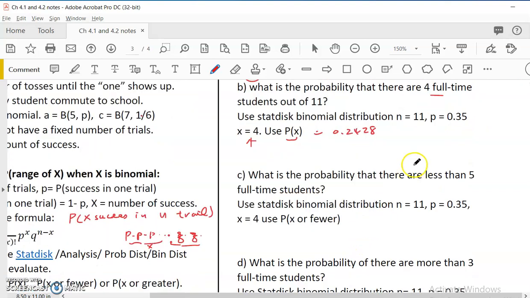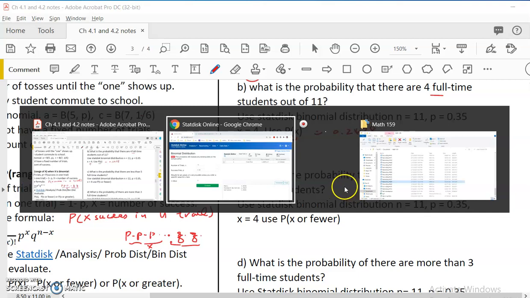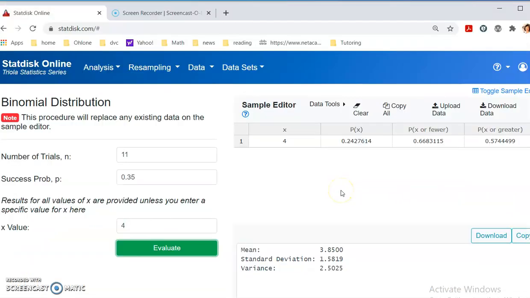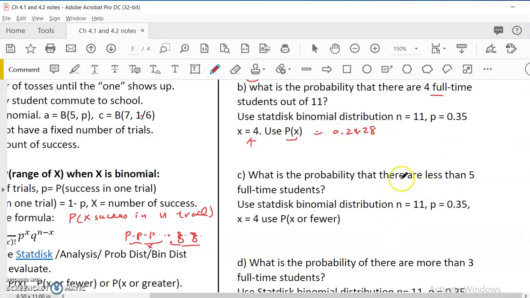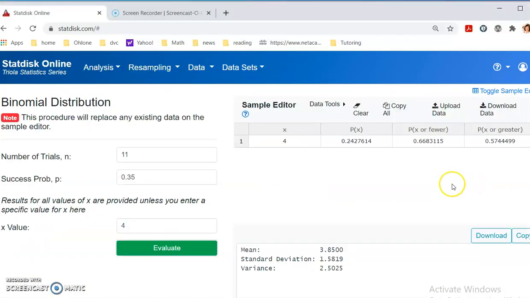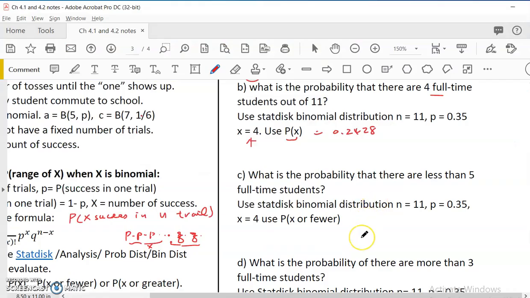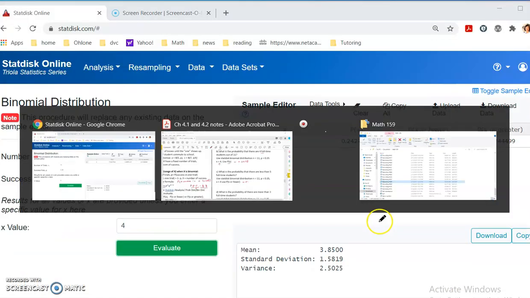C. What is the probability that there are less than 5 full-time students in the 11 students? Not the whole college, but less than 5. Less than 5 means what? 5, 4. So I can just use 4, right? I don't use 5. Is it 5 or fewer or just less than 5? Just less than 5 would be 4 or fewer, so it would be 0.6683. So use x equal to 4, use P of x or fewer, 0.6683.